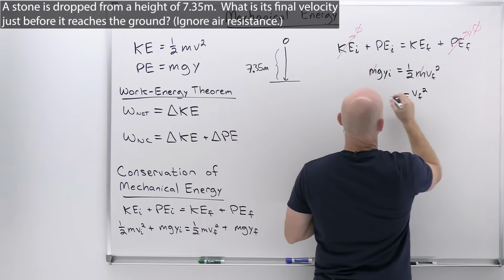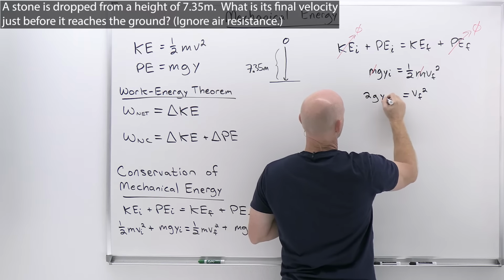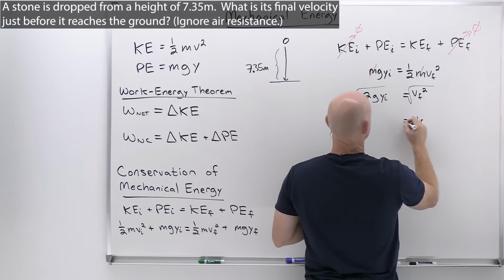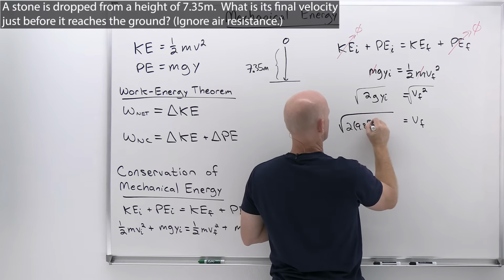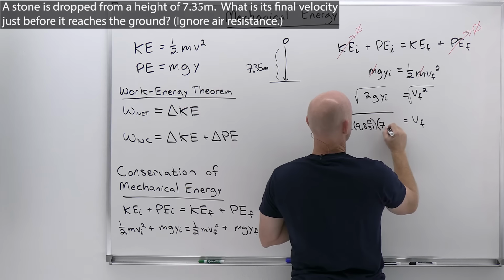If we go ahead and solve for velocity here, we're going to get v final squared equals, multiply by 2, so 2 g yi, and then we'll take the square root of both sides. So 2 times 9.8 meters per second squared times, in this case, our initial height of 7.35 meters.